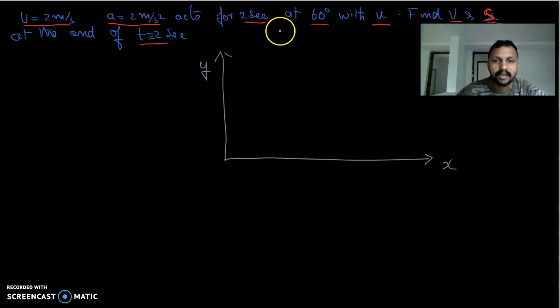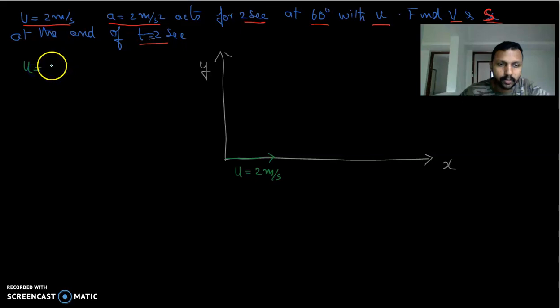Now, we are having a substance which is moving with an initial velocity of 2 meters per second. Let me take this velocity u as 2 meters per second in the x direction. Therefore, I could clearly write u is equal to 2i cap since it is in the x direction. Then acceleration, now it's not perpendicular.